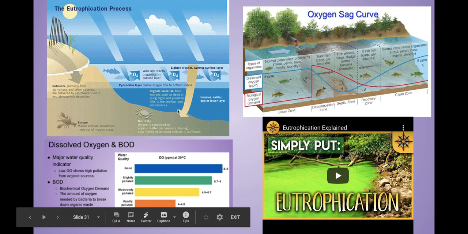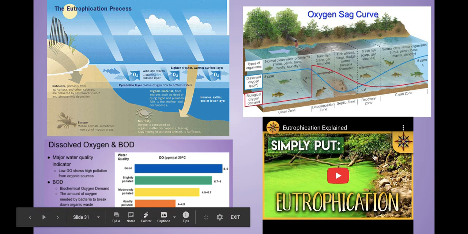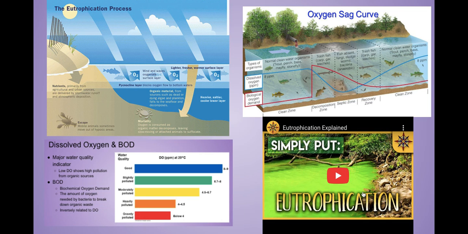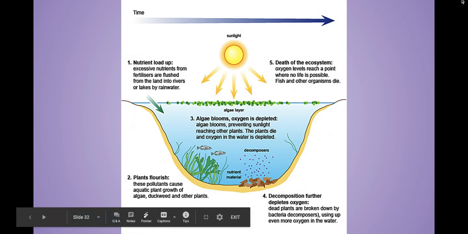Eutrophication, this is another chart I can explain to you and relate to what we already discussed about the oxygen sag curve and what dissolved oxygen is. Simply put, eutrophication, if you still need to review that, and another last chart that's telling you what's happening in eutrophication. That was it.